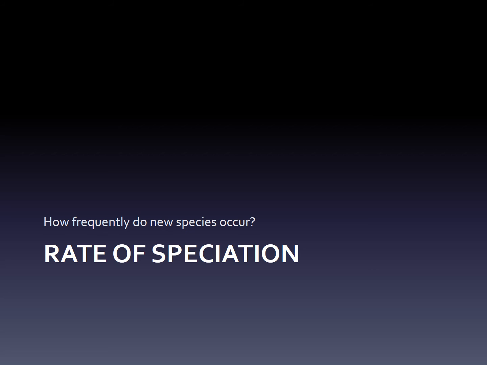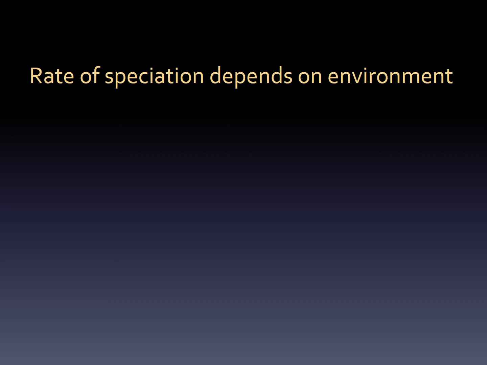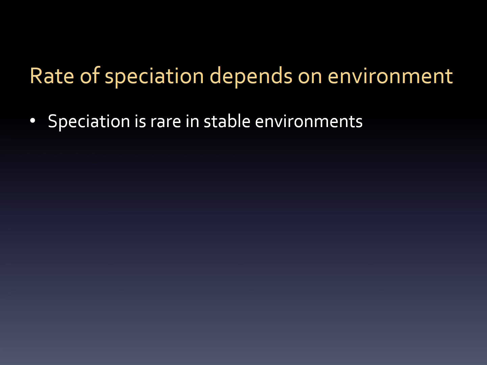So how frequently do new species pop up? What is the rate of speciation in nature? The answer is it depends. The rate of speciation really depends on how stable the environment is. If the environment is super stable, meaning environmental factors don't change a lot over time, so the climate stays the same, the type of food exists for many generations, and nesting sites are of the same quality many thousands of years in a row, so everything's kind of the same, then speciation is rare.